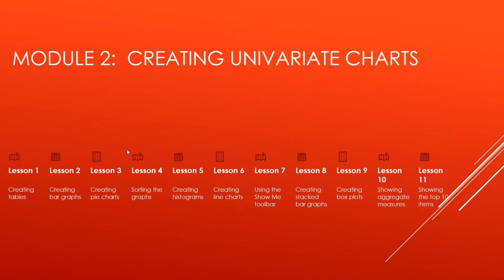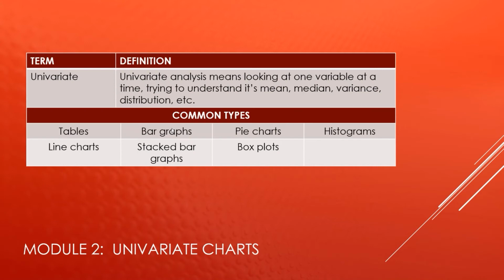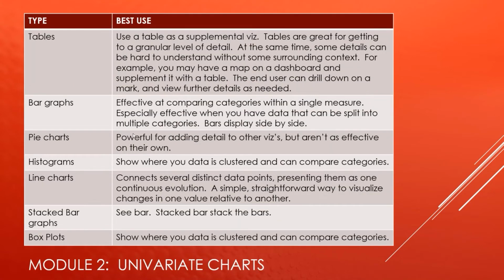So what in the world is a univariate chart? Well, it means looking at one variable at a time, trying to understand its mean, median, variance, distribution, etc. And then I have a list of the common types of univariate charts, as well as another slide that gives you an idea of when to use each type of chart. So that's in here as your future reference slide. Let's go back over to Tableau and get started.